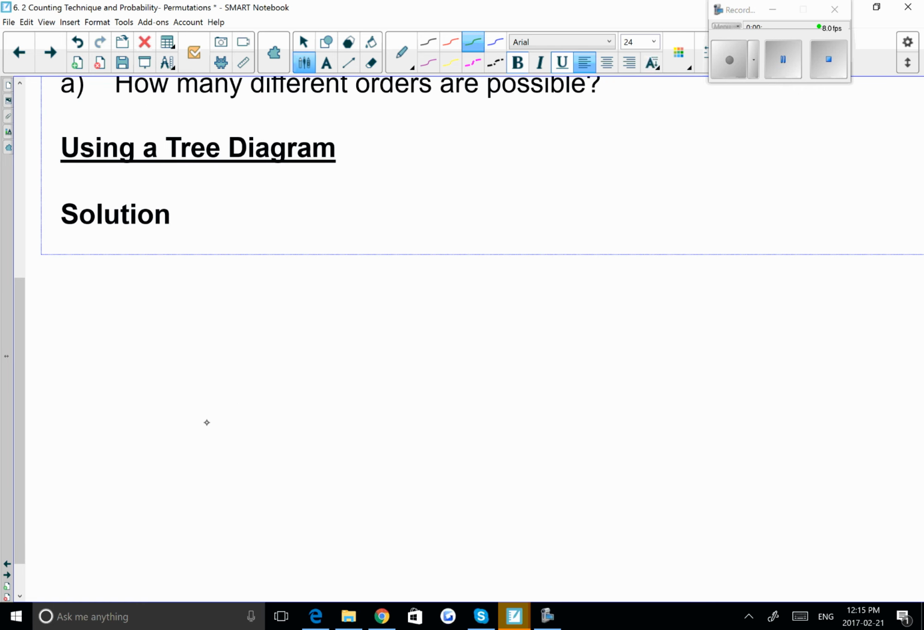So in the first scenario, I can select A, the child represented with A, the child represented with B, or the child represented with C. So this is the first scenario.